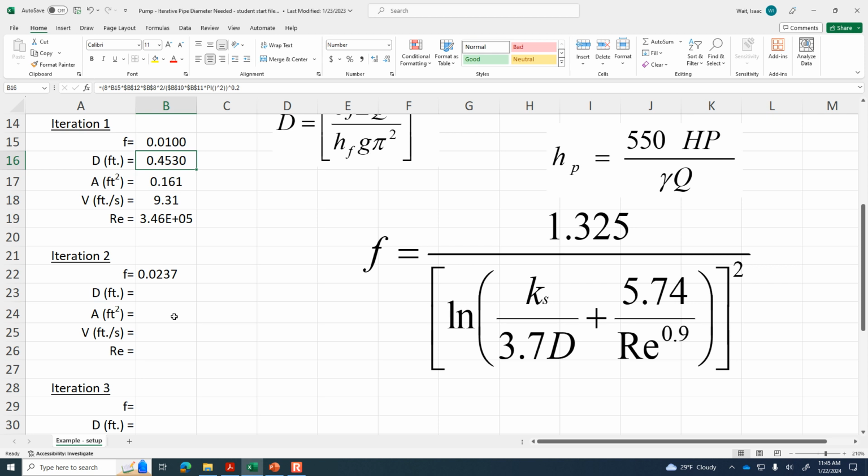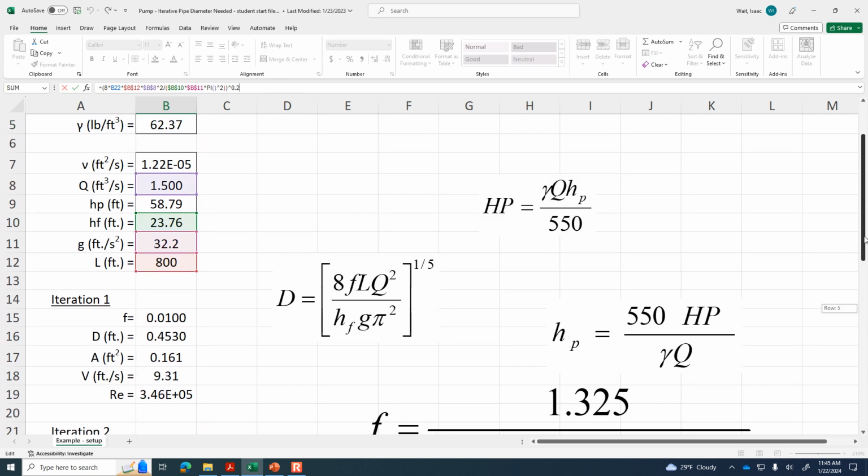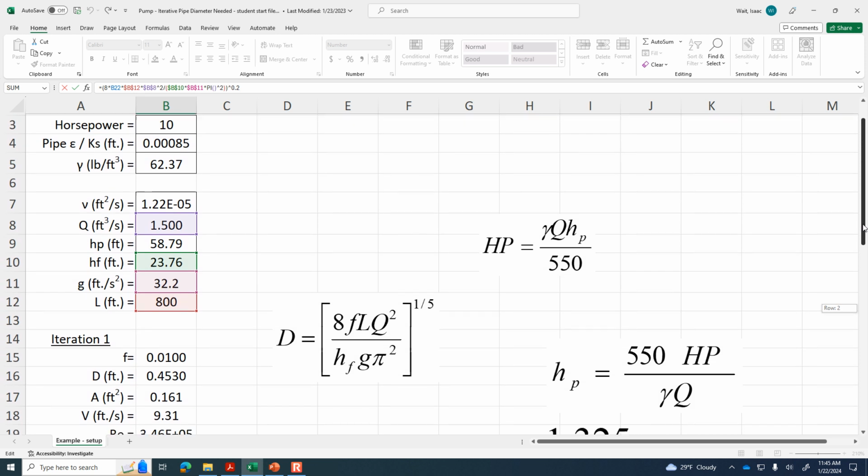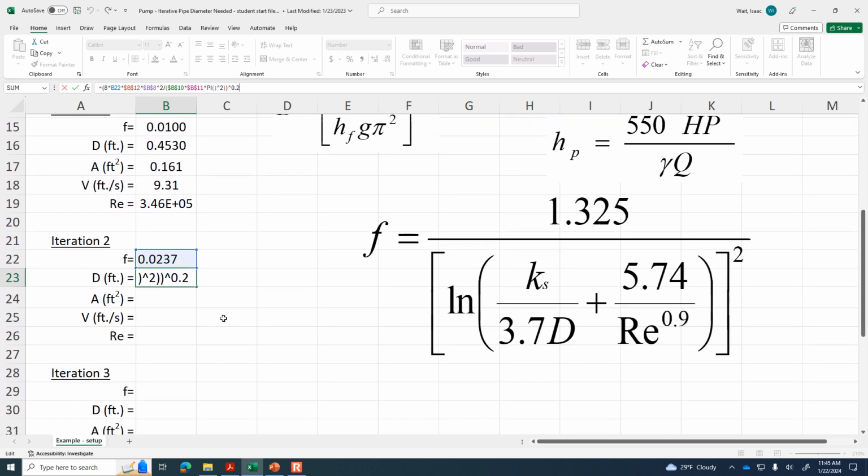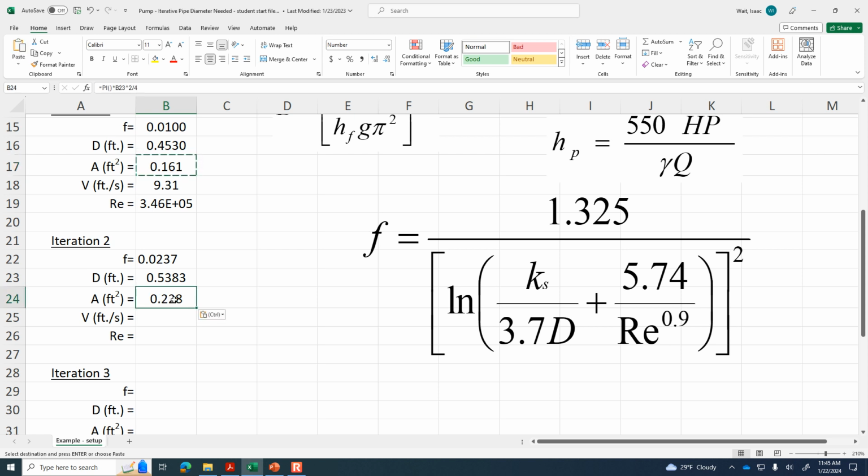So I can say Control C, Control V, and just to prove it's doing it correctly, it's still referencing all of those constants up top, and the only thing new that it's looking at is the updated F value from iteration 2. Okay, so we have a new diameter, the new area, Control C, Control V, new velocity, copy and paste, new Reynolds number, copy and paste, and actually I don't have to copy and paste them one at a time. I can copy and paste all of them.